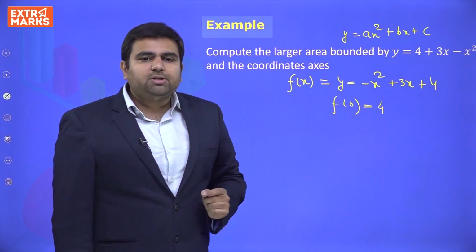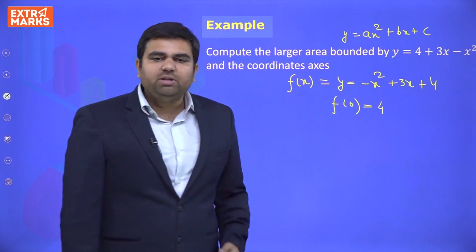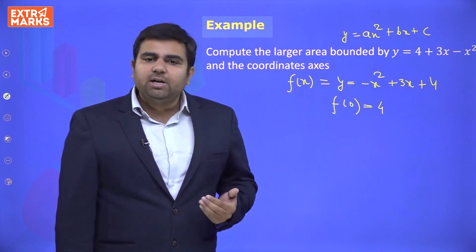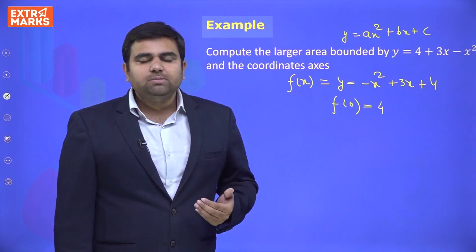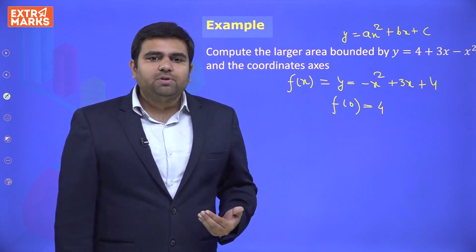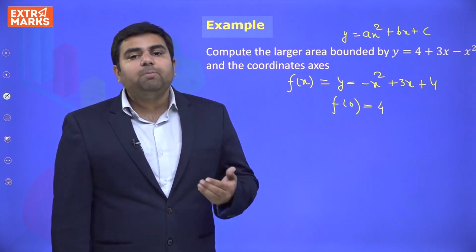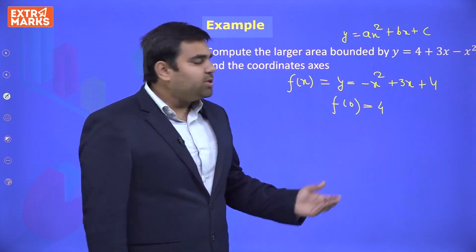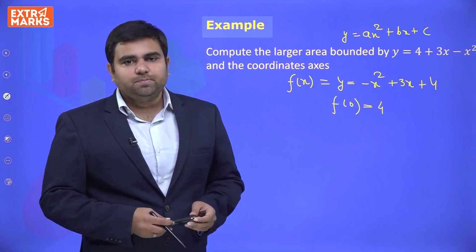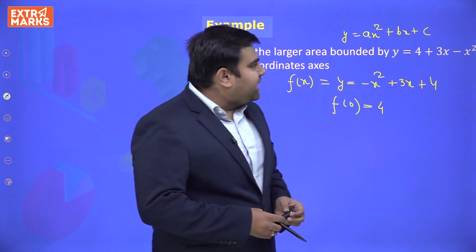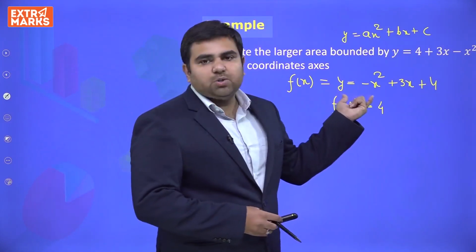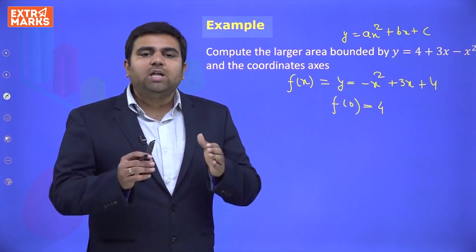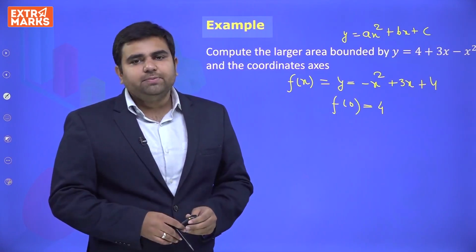The first thing is to know the sign of a. What is the sign of a? Either a is positive or a has to be negative. If a is positive, then the graph is an upward opening parabola. If a is negative, then the graph is a downward opening parabola. In this case, a is minus 1. So therefore, the graph has to be a downward opening parabola, right?